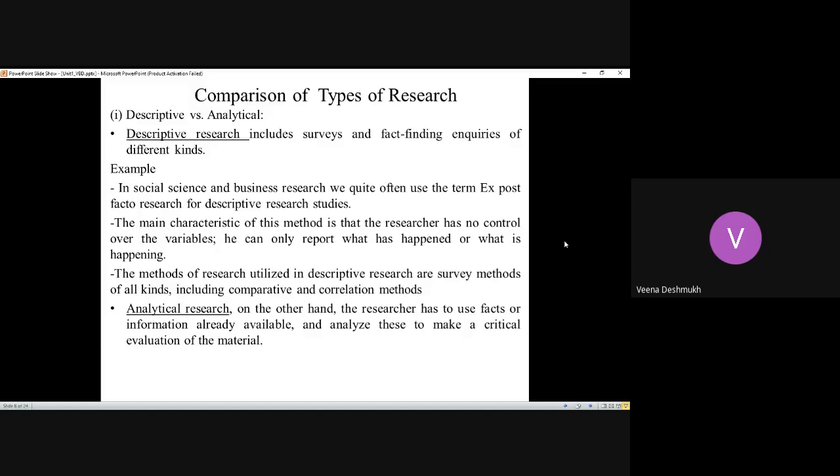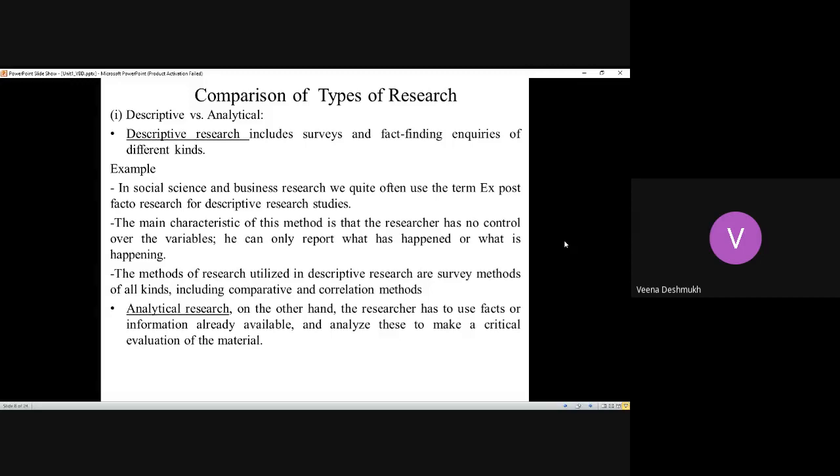Or there is one more type. See, here the examples are given. In social science and business research, we quite often use the term ex post facto research for descriptive research studies. The main characteristic of this method is that the researcher has no control over the variables. He can only report what has happened or what is happening. This is what I gave as the example.